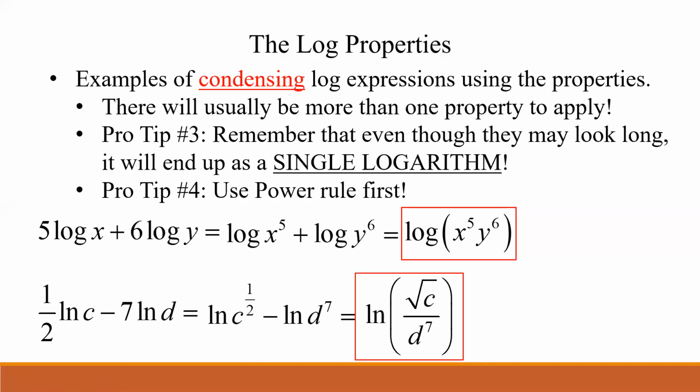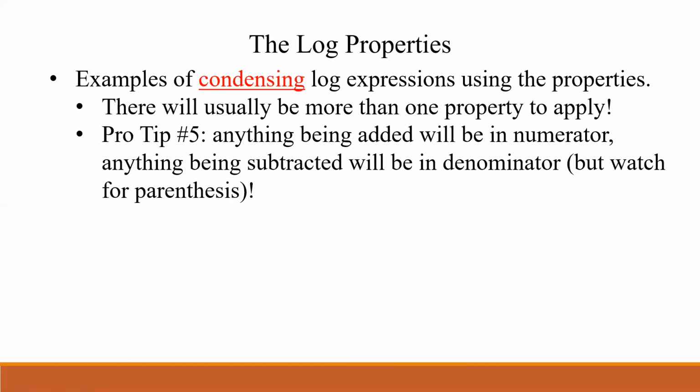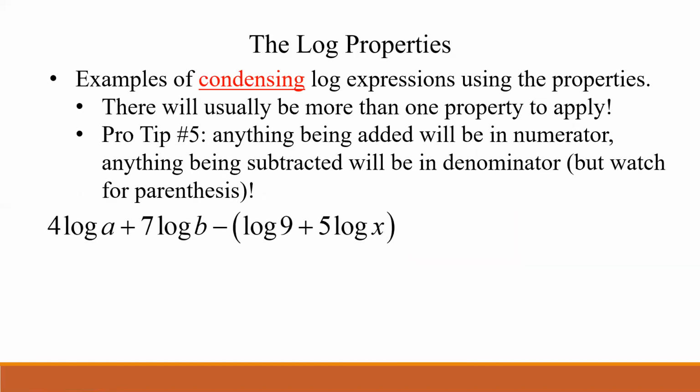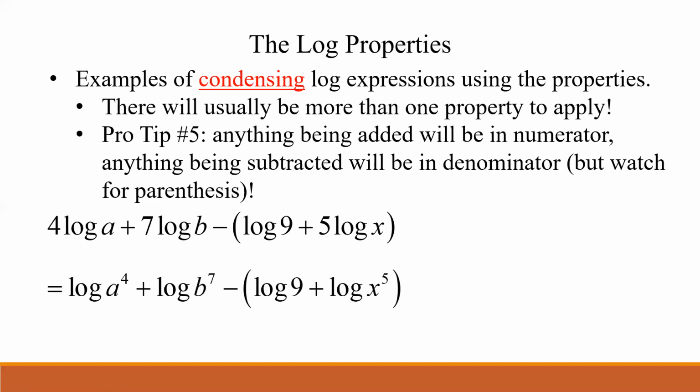Last example on condensing will be this. Again, there's a big long one. Here's my last pro tip too. Remember, just like we said before, anything adding, you're going to put in the numerator of your quotient. Anything being subtracted is going to be down in the denominator of your fraction. But watch out for parentheses. These can be a little bit tricky sometimes, making sure you get everything in the right place. So again, apply the power rule first. The 4 comes up to the power, 7's the power, 5's the power. So we're going to have that.